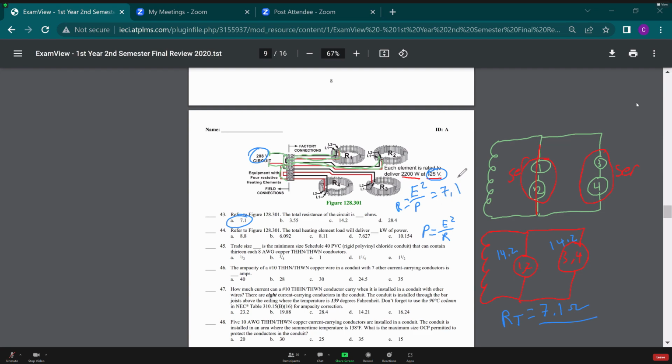I got 6,093, which if we convert into kilowatts would be 6.092. If you have watts and you're converting to kilowatts, just divide by 1,000 if it makes it look a little easier.